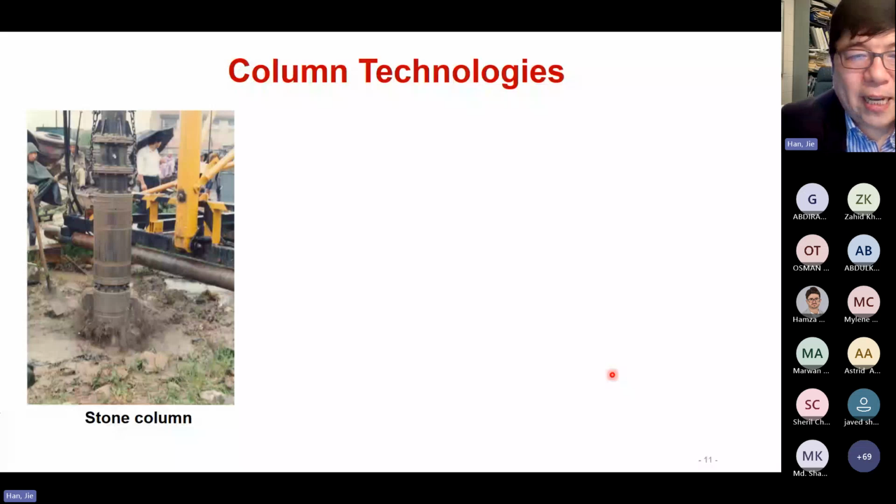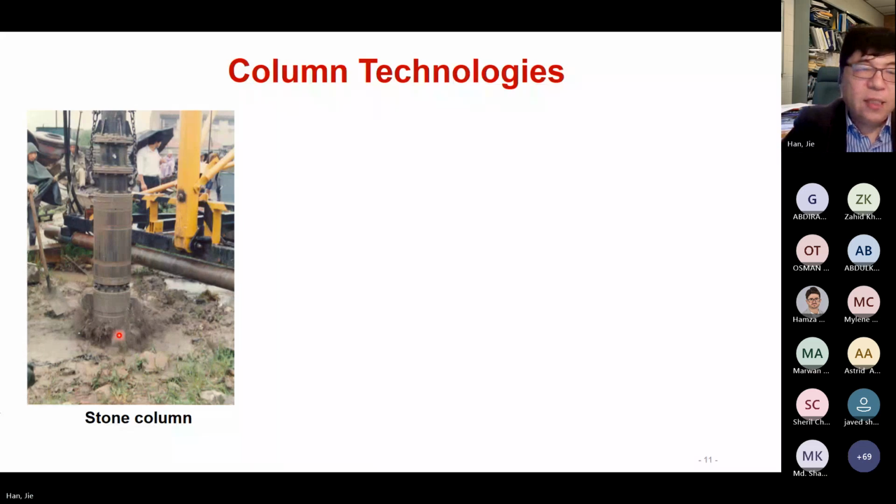Now let's talk about column technologies. The traditional one, as you know, is called stone columns. This is basically a vibro flotation technology. You inject water into the soil, make the soil slurry, and then you backfill with the aggregate, push the slurry out, and then you use this probe to densify the stone of the stone column.